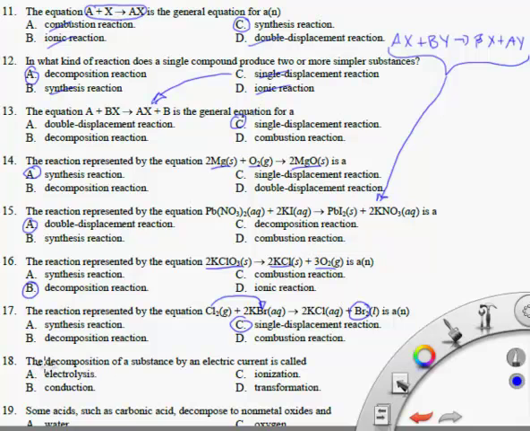Next up, number 18, the decomposition of a substance by an electric current is called electrolysis. That would be shown as a symbol over the yield, or as electricity over the yield symbol. You can see that in electrolysis, water, H2O, decomposes in the presence of electricity, to form hydrogen gas and oxygen gas. Somebody did that for their gas production in the gas production laboratory.